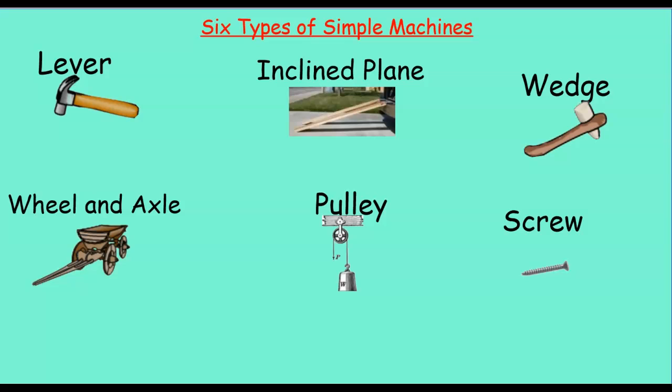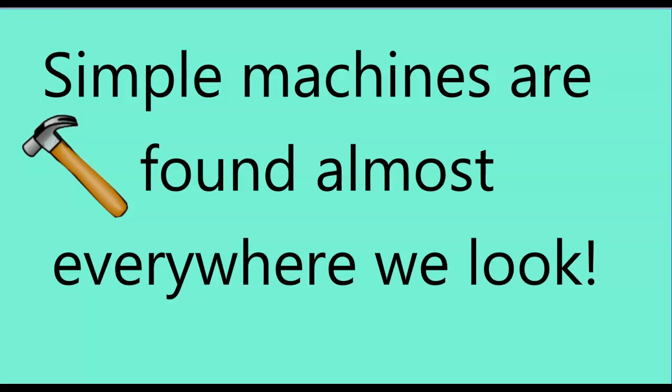The 6 simple machines are what's on the screen now. There's lever, inclined plane, wedge, wheel and axle, pulley, screw. So simple machines are found almost everywhere we look.